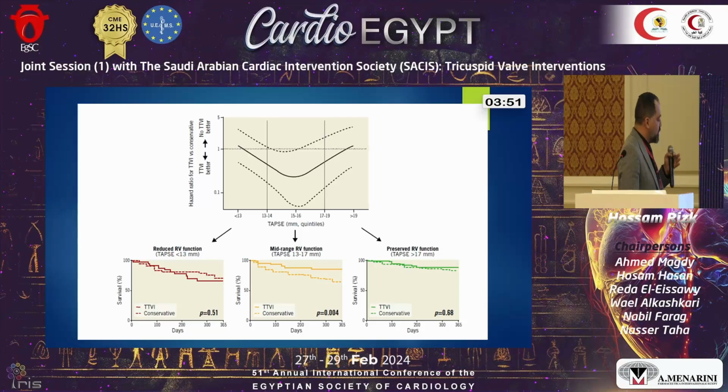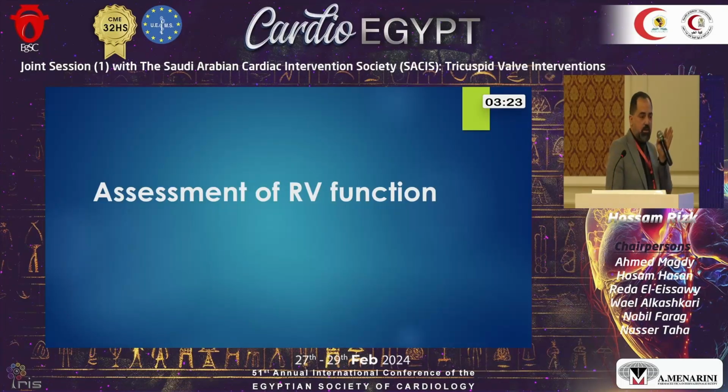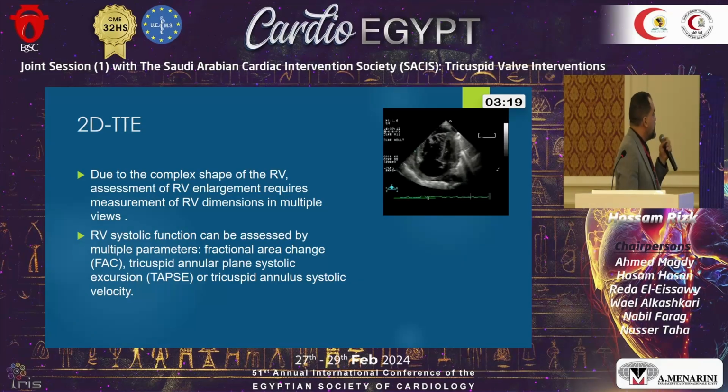Here, this slide is talking about the ideal timing for the intervention regarding the RV function. We found, in the lower middle picture, that there is a significant difference regarding the outcome when we use an RV function cutoff from 13 to 17 millimeter TAPSE; whether below or above this level, the outcome shows no difference. And this is the ideal timing, TAPSE 13 to 17. It also has its limitation, as we will find in this slide.